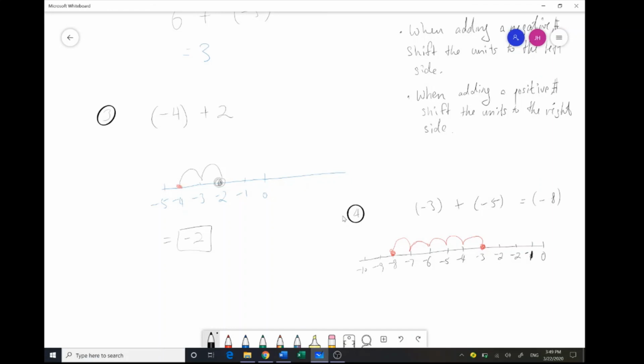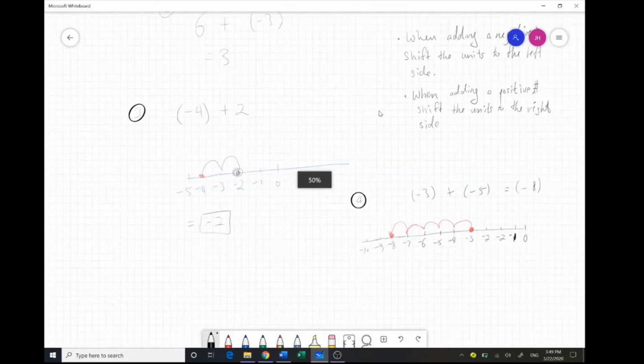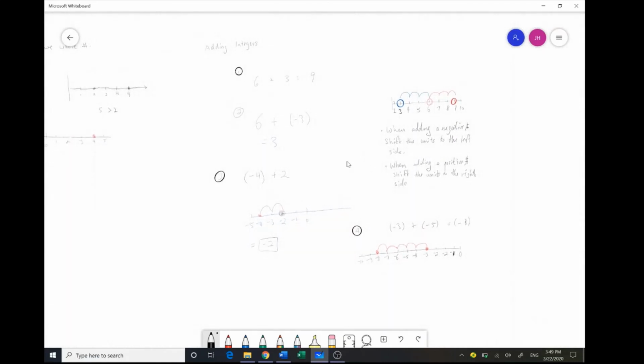Okay, so that's what we will be looking at when it comes to adding integers that involve positive and negative numbers. I hope at this point you have a sense of how we should approach adding integers. In the next video, we'll continue to talk about the rest of the operations, meaning subtraction, multiplication, and division.